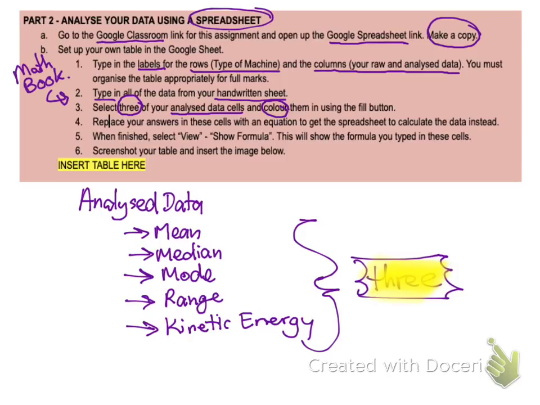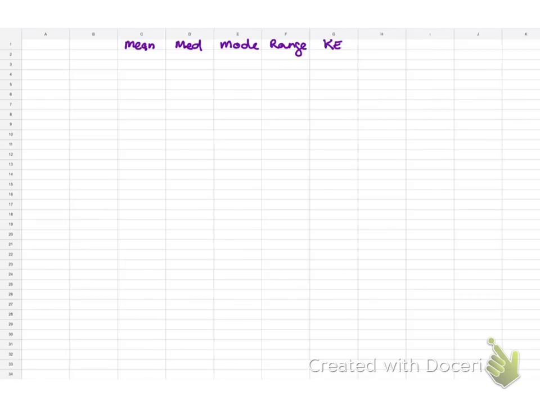So I'm going to get you to fill them in, and I'm going to flip to the next page so you can see what I mean. So here's a spreadsheet here. We've got mean, median, mode, range, and kinetic energy. I'm going to get you to use the fill button on your spreadsheet to pick 3 of these ones that you're going to type calculations in for. Okay, and it can be any 3.